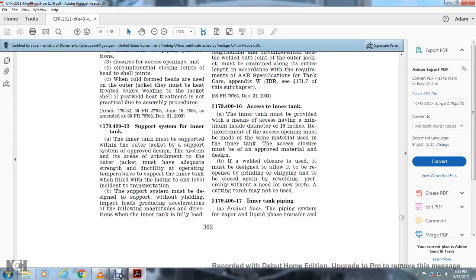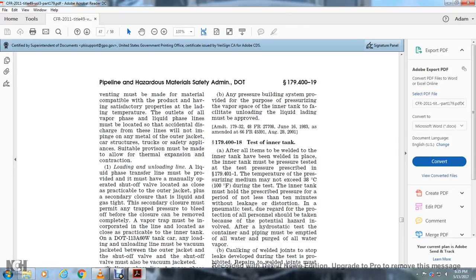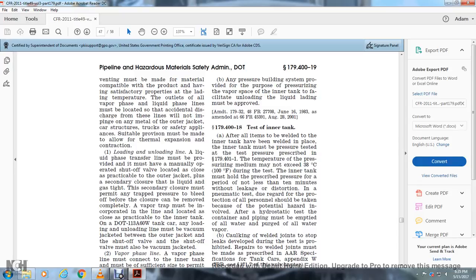179.417, inner tank piping. Product line. The piping system, the vapor line, the vapor phase, the transfer, and venting must be made of material compatible with the product. For the liquid phase, the lines must be located so that accidental discharge from the lines will not impinge on any of the material of the outer jacket of the car, the structure, the trucks, or safety appliances. Suitable provision must be made to allow for thermal expansion and contraction, and for loading and unloading lines of liquid.